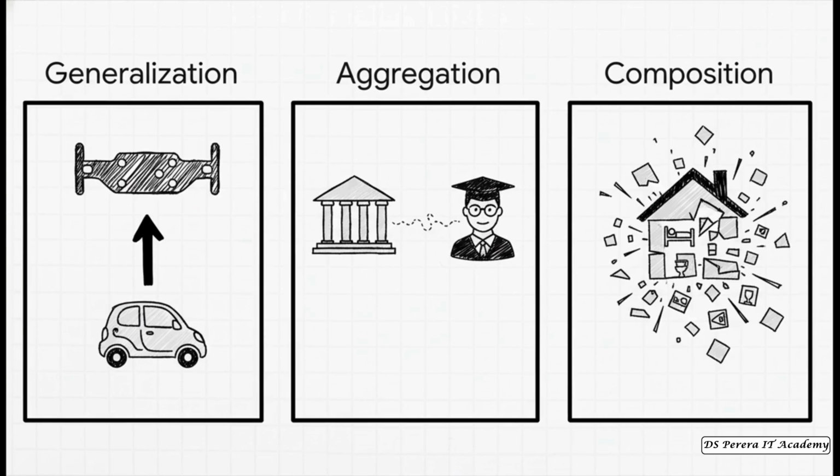So, here's the simple, high-level summary of our entire lesson. We basically learned 3 main types of relationships. First, we have generalization. In English, this is when one class is just a special type of another, like how a car is a type of vehicle.